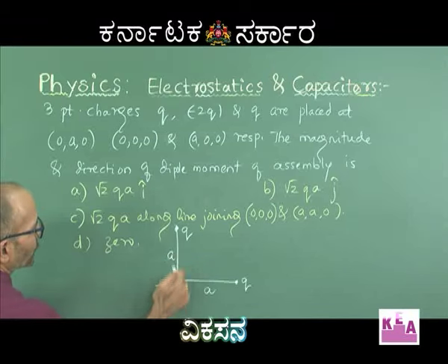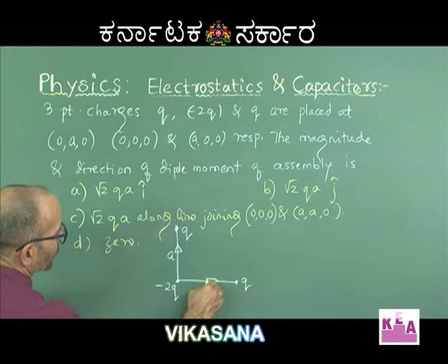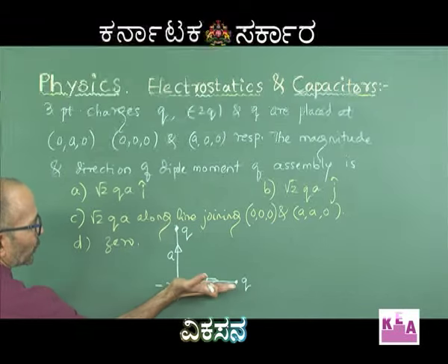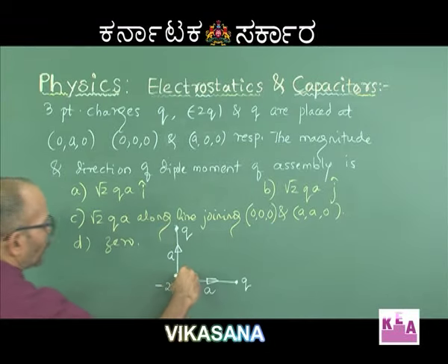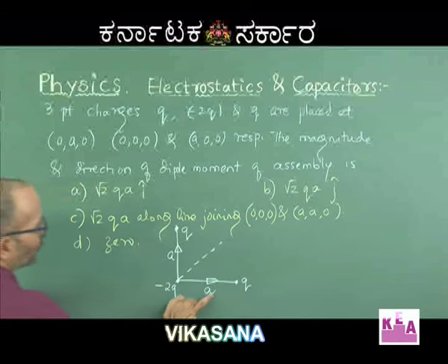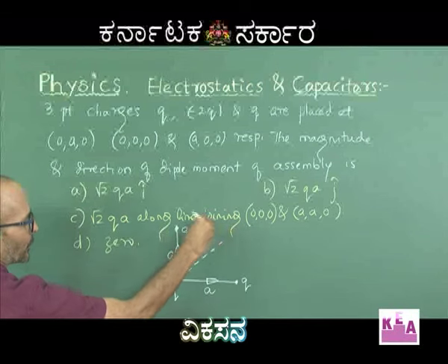And the direction of this dipole moment is going to be along the y direction, and the dipole moment of this one is going to be along the x direction. So, the resultant of this QA which is along the y axis and this QA which is along the x axis will lead to under root of QA square plus QA square, which is QA root 2, directed exactly along the angle bisector.